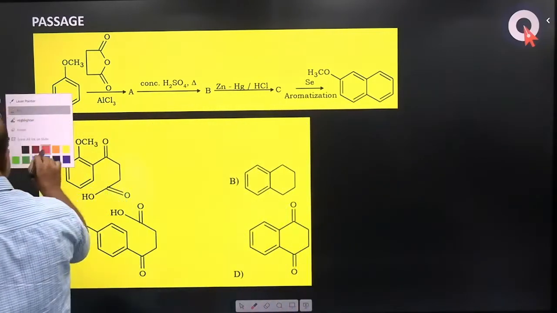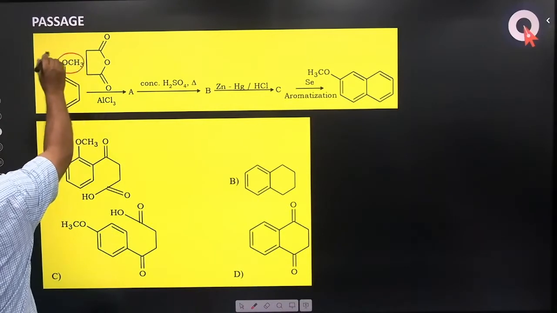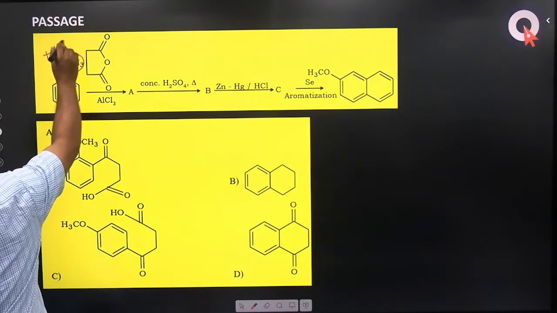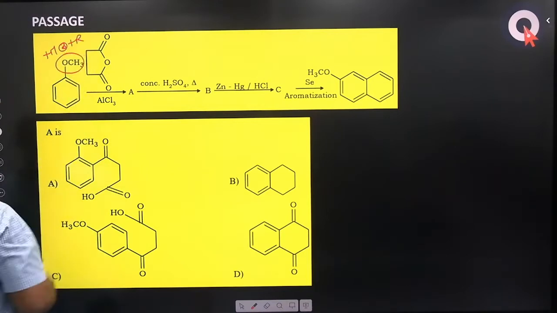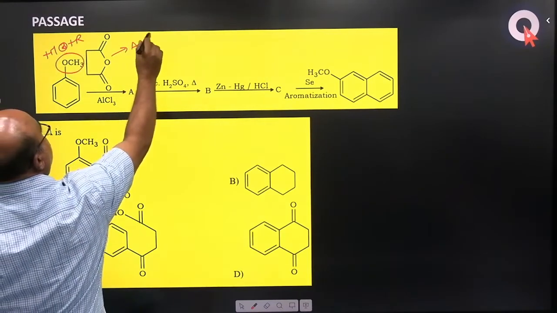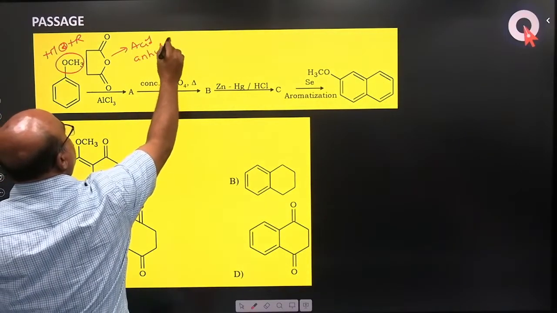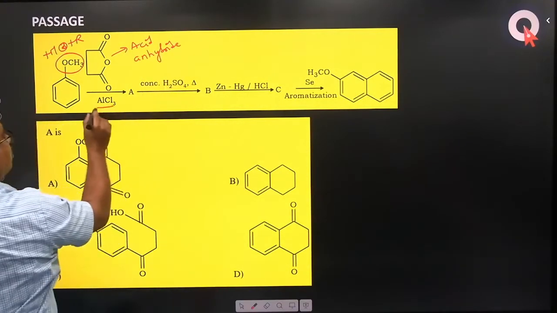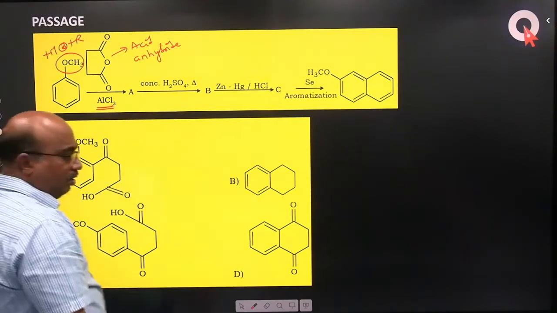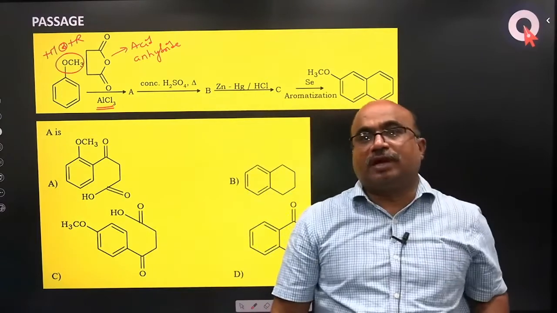What is this process we say? OCH3 is a plus M group, plus R group, ring activating. This is an acid anhydride. So what anhydride is it? Succinic anhydride. In the presence of AlCl3, it's nothing but Friedel-Crafts acylation process.